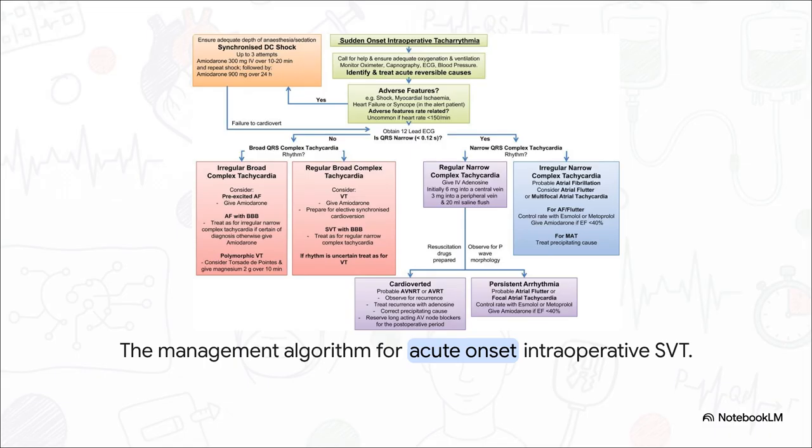The first question is always adverse features. If the answer is yes, your patient is unstable, the path is direct and it is urgent. Synchronized DC cardioversion. End of story. But if the answer is no, the patient is stable. That buys you time. So you move down the algorithm, you get a 12-lead ECG, and then you make your next decision based on whether the QRS is narrow or broad, regular or irregular. And that leads you to the right drug.